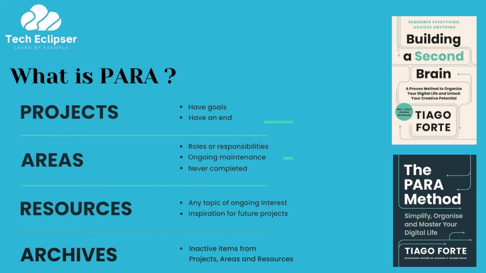Projects are the short-term efforts in your work, for example writing a new blog post or planning for a vacation. Areas are long-term responsibilities like finance or monthly utility bill payment. Resources are any topics of interest like book reading or information about the latest technologies. Archive is basically inactive items from the projects, areas and resources.